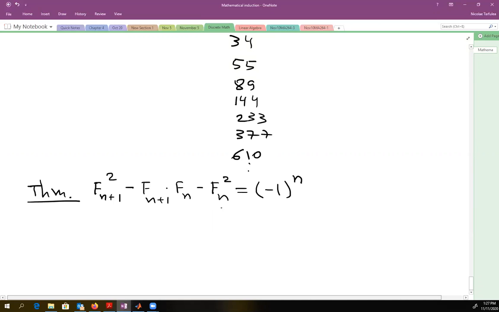Okay, so let's prove this theorem. This is true for all n, let's say greater than or equal to 1. All right. Okay, so here is the proof. Well, we use induction, right? So the proof is by standard induction.